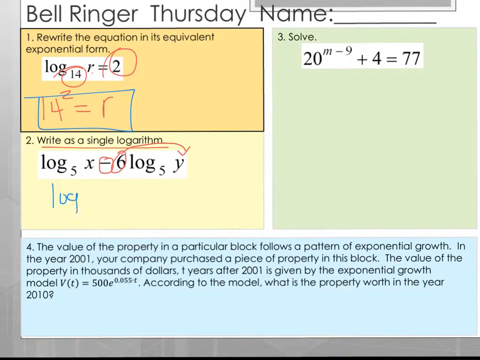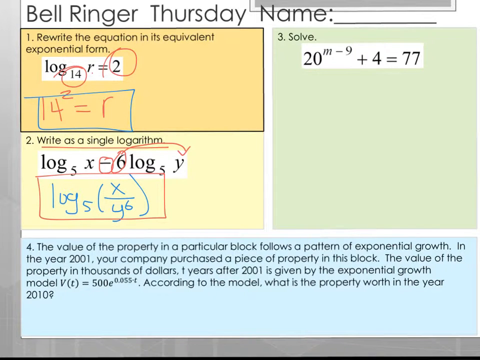So as one log, we have log base 5. X is going to be in the numerator because that log is positive, and our negative log argument y to the 6th is going to be in the denominator because that was negative. And so that is our expression re-expressed as a single log.